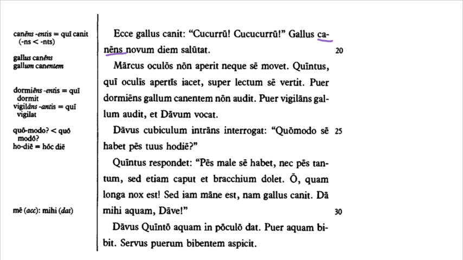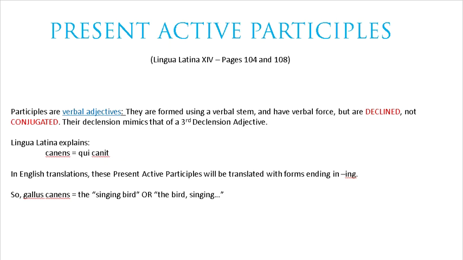So a present active participle is a participle which is both present and active, as I'm sure the term implies. But the key thing to note is that they're verbal adjectives, right? They're formed using a verbal stem, they have verbal force, but they are declined like adjectives or nouns would be. They're not conjugated as a regular verb would be, all right?